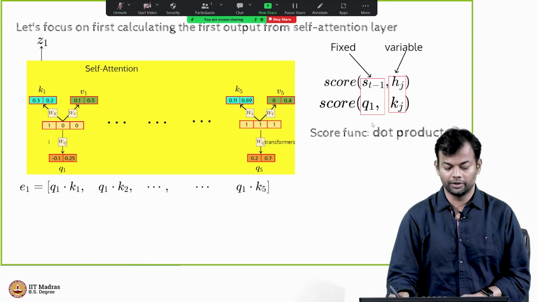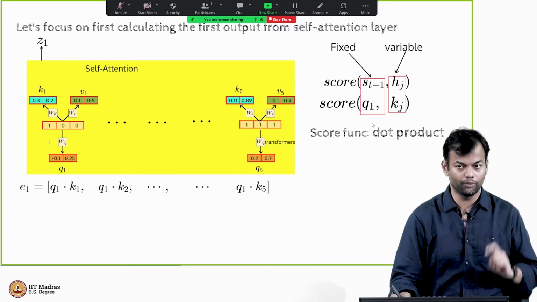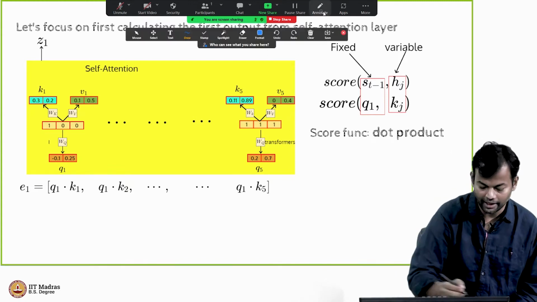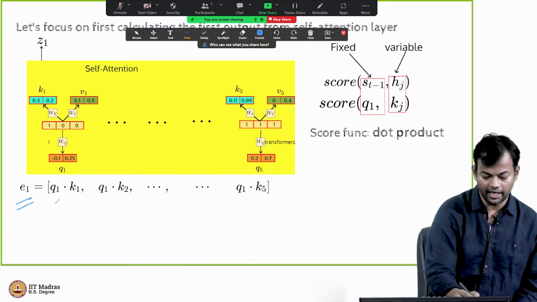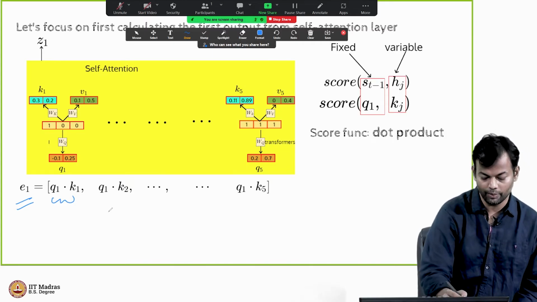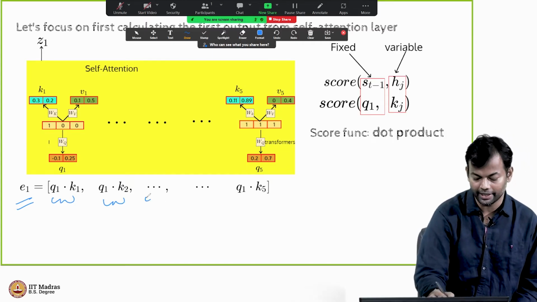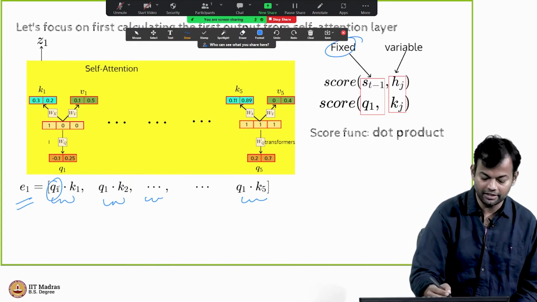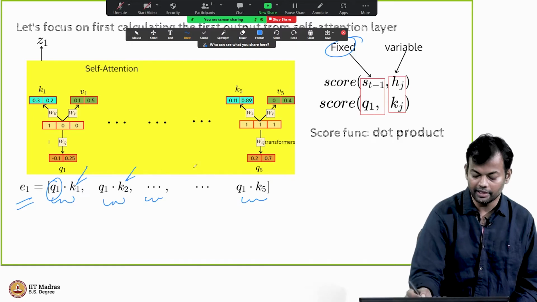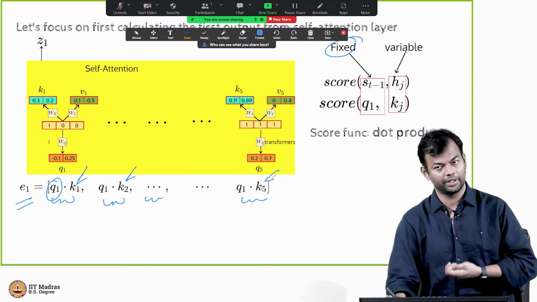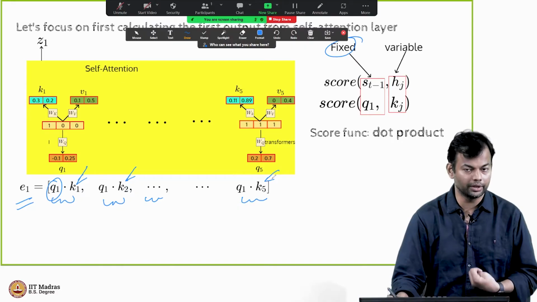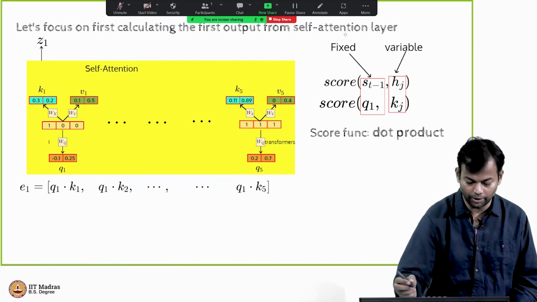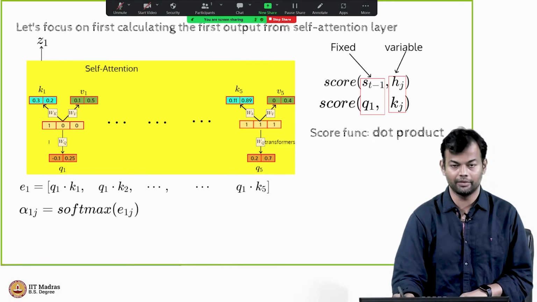Now the function that I'm going to use is just the dot product. Like, what is the scoring function? My scoring function is just dot product. So my E's, which are the unnormalized attention weights, are just going to be the dot product between q1 and k1, q1 and k2, q1 and k3, all the way up to q1 and k5. So as I had mentioned here, q1 remains fixed, and I just keep changing the key. That means the word or the representation with which I want to compute the attention keeps changing.